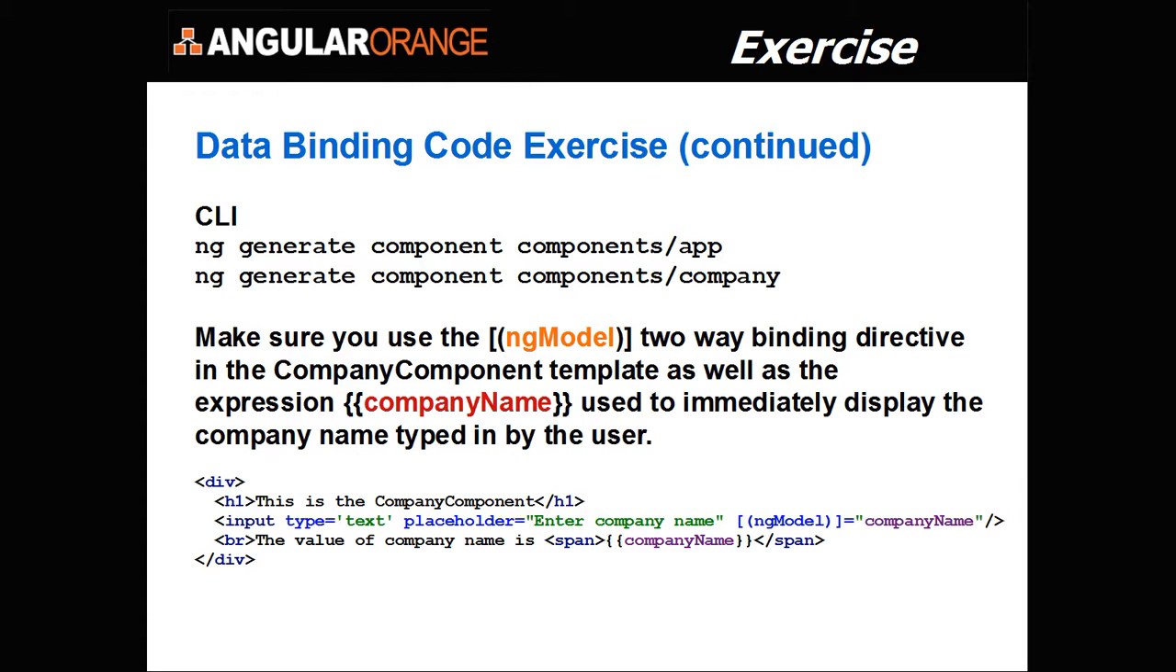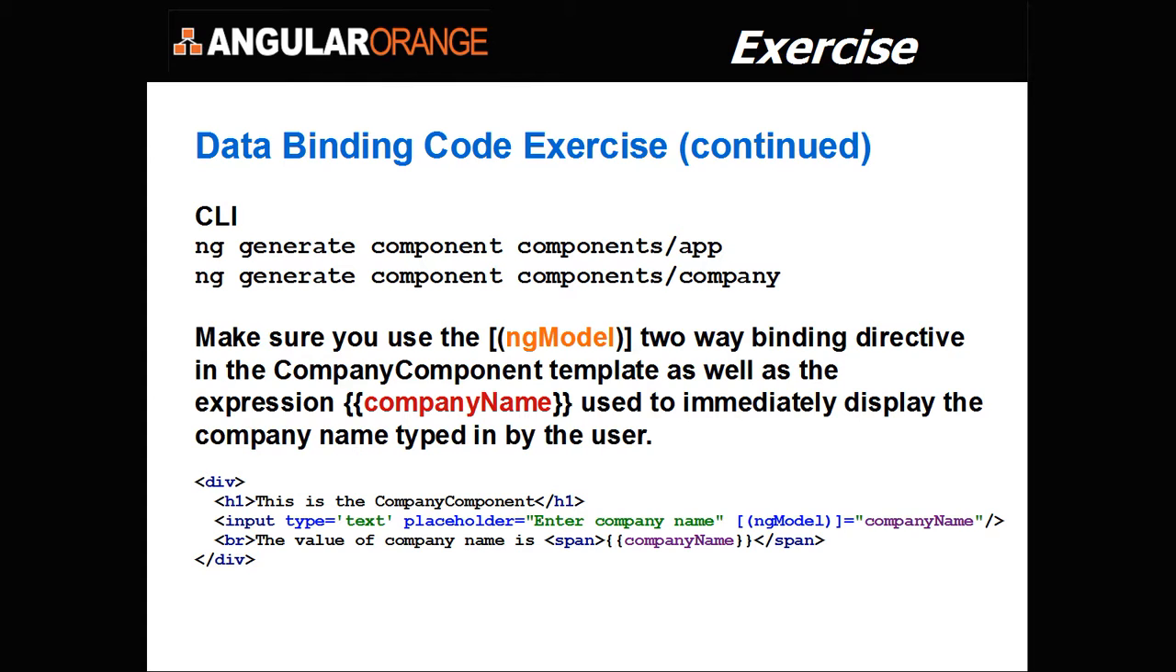So in our template, what we'll do is we'll show this is the company component. We'll have an input field with an enter-the-company-name placeholder, and then we'll have this ngModel two-way binding directive, square bracket, left paren, and that's called a two-way binding directive, and we'll bind that to company name in the back end.